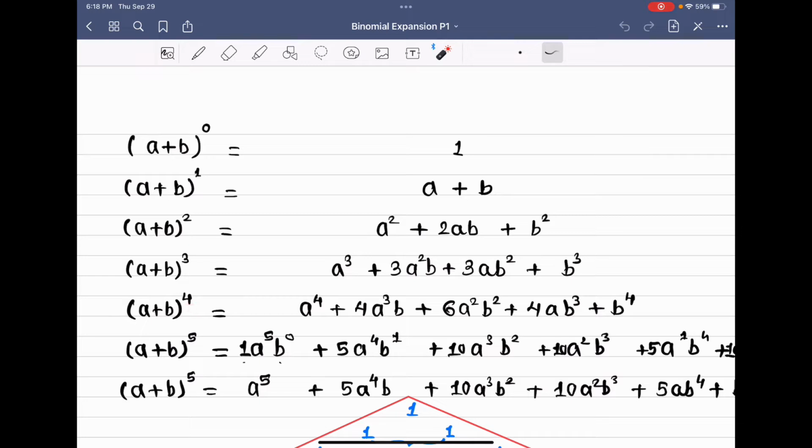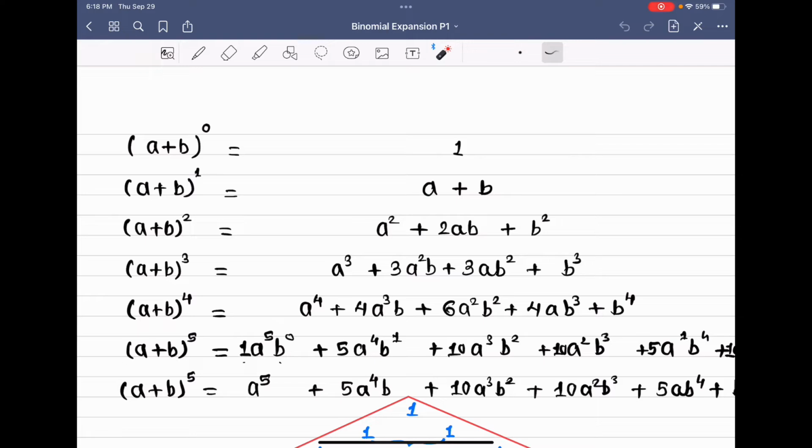One more, (a + b) raised to 4: a raised to 4, b raised to 0; a raised to 3, b raised to 1; a raised to 2, b raised to 2; a raised to 1, b raised to 3; a raised to 0, b raised to 4, and so on. So this is the way the binomial expansion works.